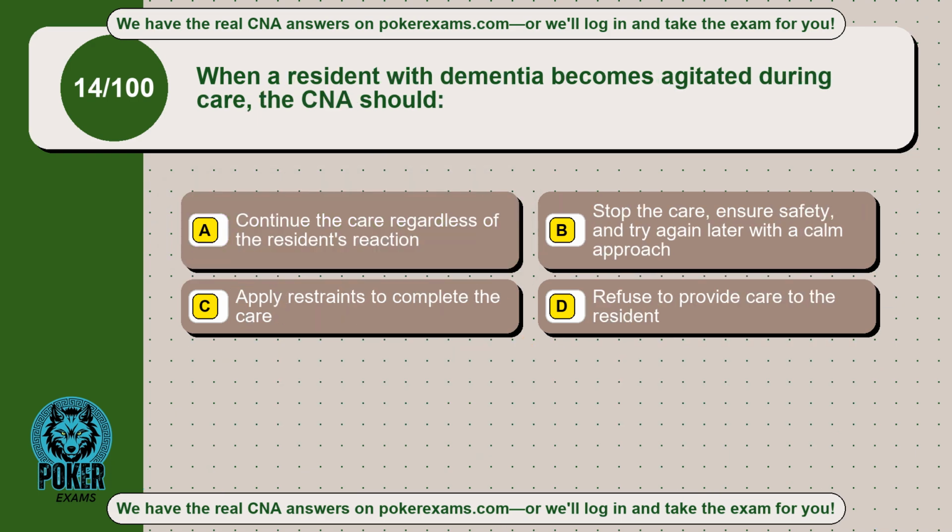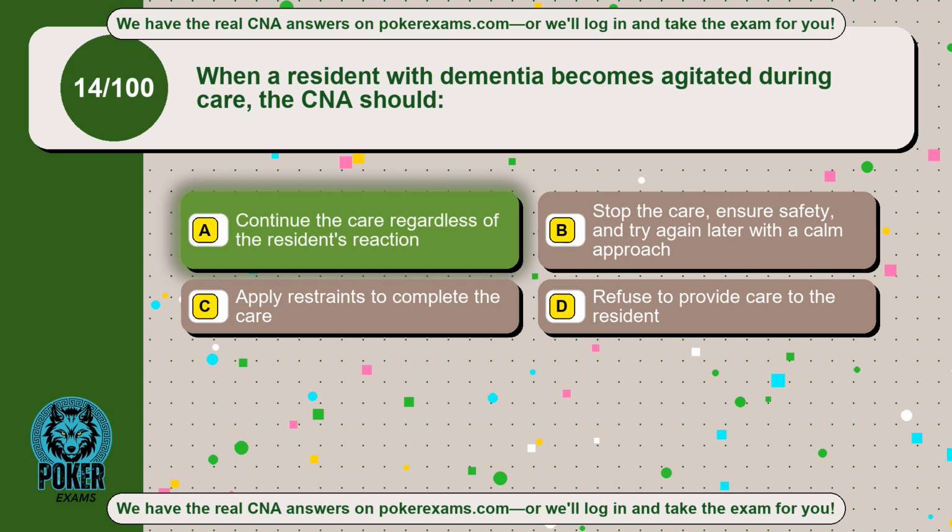Question 14. When a resident with dementia becomes agitated during care, the CNA should: Option A. Continue the care regardless of the resident's reaction. Option B. Stop the care, ensure safety, and try again later with a calm approach. Option C. Apply restraints to complete the care. Option D. Refuse to provide care to the resident.